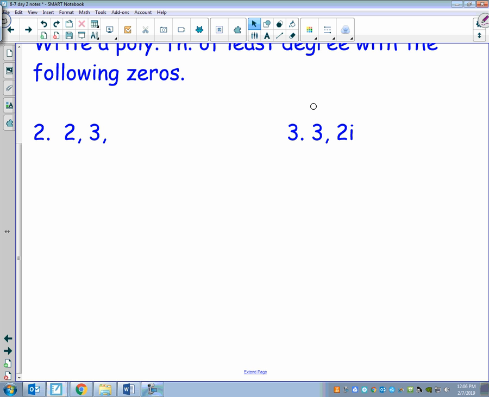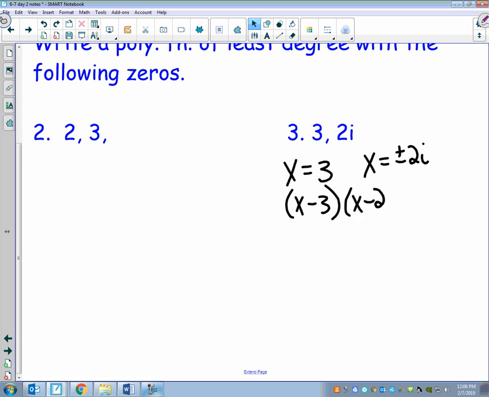So again, just like we've been doing, these are the zeros. So like this is x equals 3 because the 0 is 3. So that makes the factor x minus 3. If you think about when we get an imaginary number, they're never by themselves. It's always like plus or minus 2i. So that would give you the factor x minus 2i and x plus 2i.